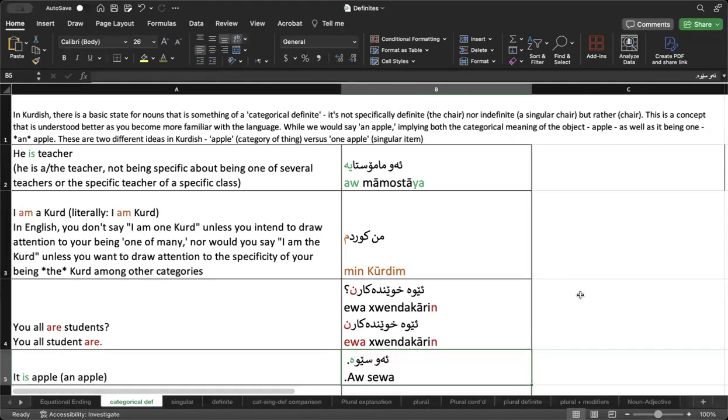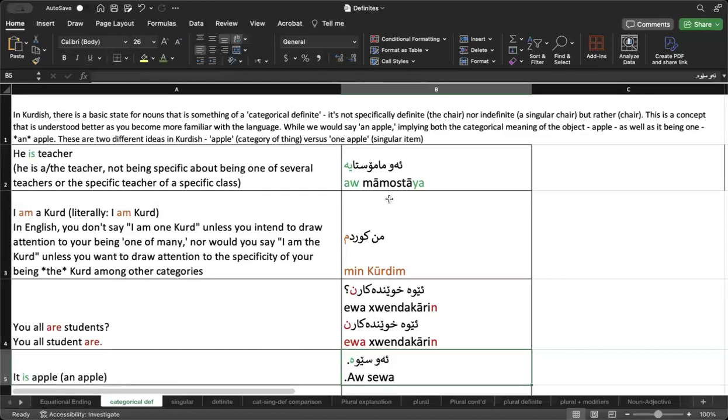So saying, for instance, she is a teacher. In English, we use the indefinite. She is a teacher. Unless you say it emphasizing that, we're not really emphasizing the singularity of it. The indefinite is not what we're trying to emphasize. It's the fact that she equals teacher. But in Kurdish, you say: au mamostaya.